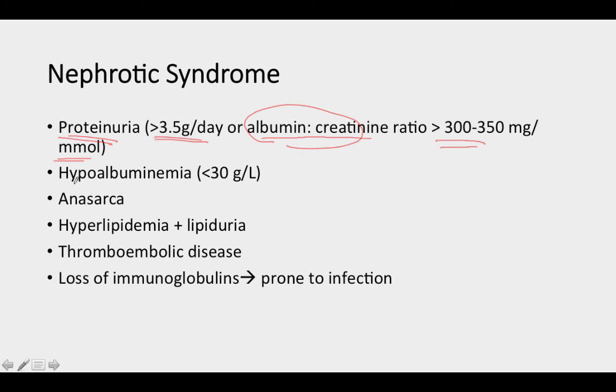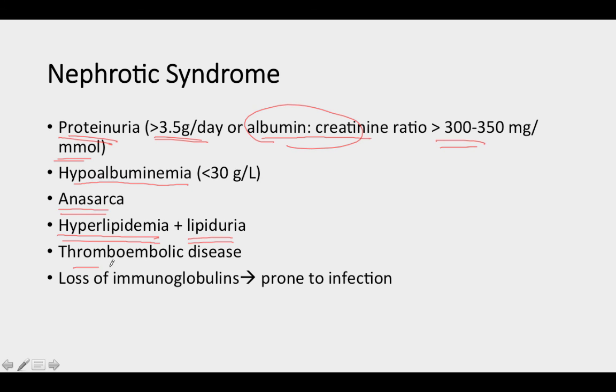The next thing that happens because of the loss of protein is hypoalbuminemia. Because of hypoalbuminemia, you have intravascular volume losses to the extravascular space, leading to whole body edema, known as anasarca. Because the liver tries to upregulate the lost proteins, it increases the production of low-density lipoproteins, leading to hyperlipidemia, and those proteins end up in the urine too, leading to lipiduria.